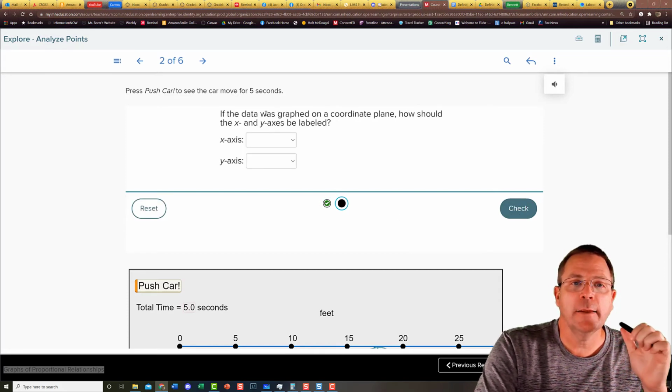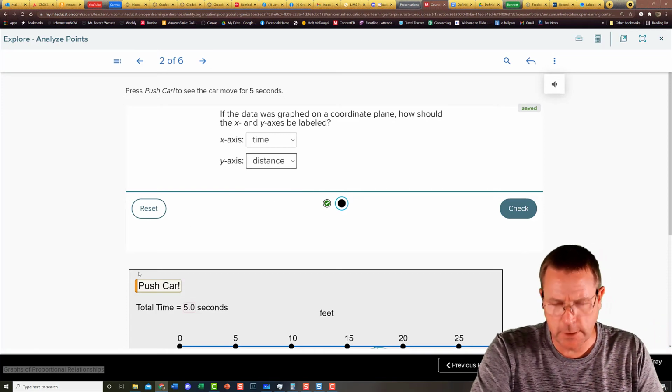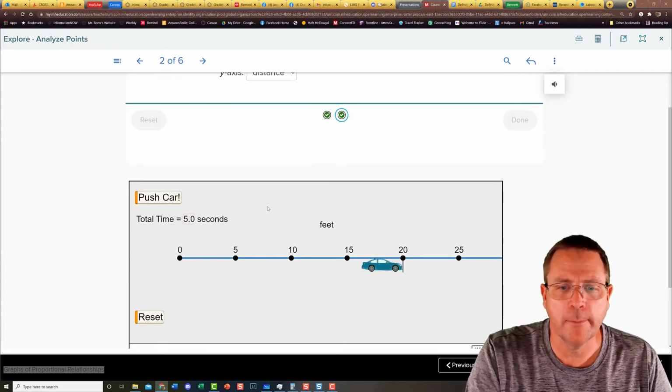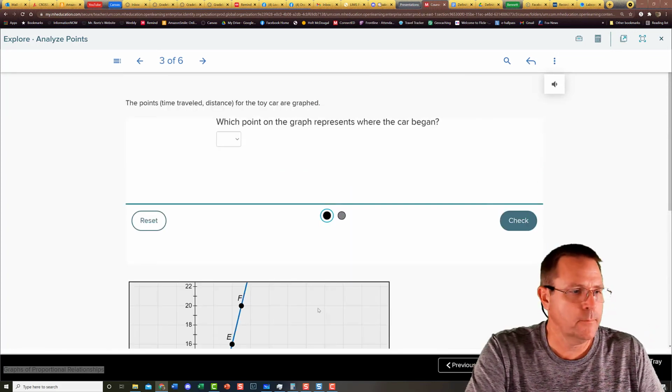Hit our next slide. Find the data. If the data was graphed on the coordinate plane, the x-axis and the y-axis should end up being labeled, where your x-axis is going to be, let me see here, you got 20 feet. The x-axis is going to be your time, I believe. The y-axis is going to be your distance. Let me think that out for just a second. In the end, I don't think it really matters, but let's see. They said I was right. From here, we're going to move on to the next slide.